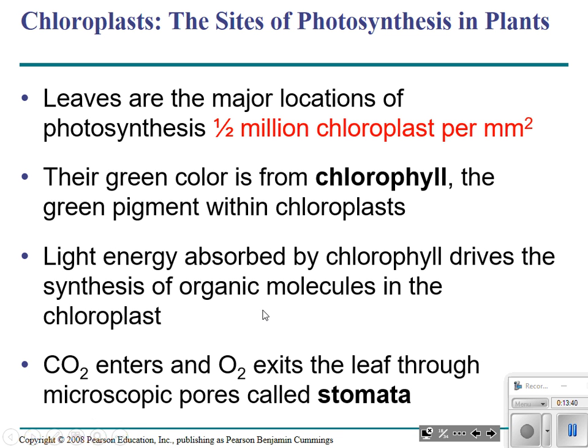Water and carbon dioxide enter the leaf through microscopic pores that we call stomata. Stomata. They're little openings on the leaf.